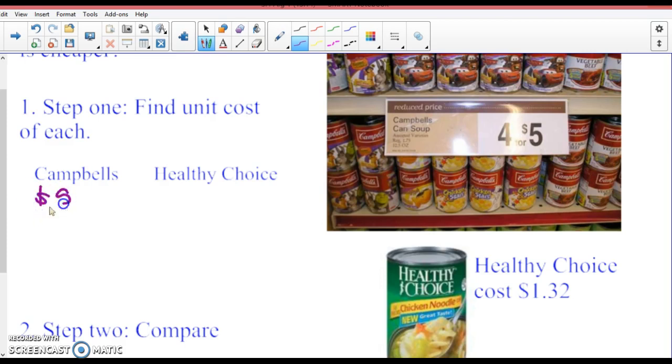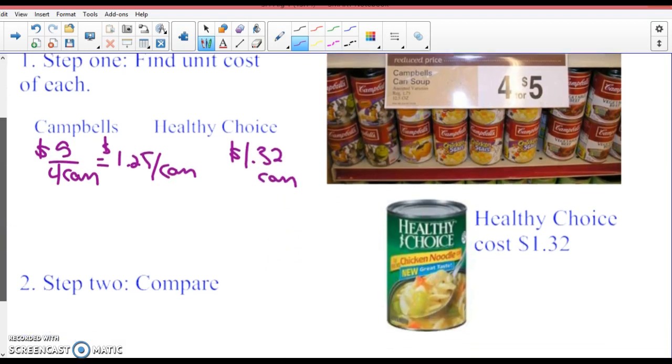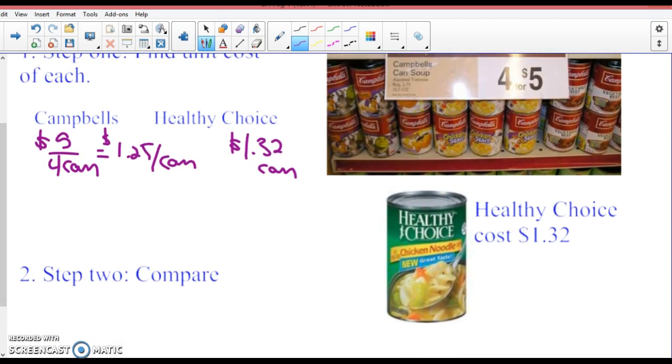So $5 for 4 cans. What is that? $1.25 per can. And they told you down here that the Healthy Choice is already $1.32 per can. So which one is cheaper? Campbell's. The only way you can compare them is if you have the same unit rate. Now, either these ounces are unreadable, or I would have preferred to go to ounces, which means I would have had to figure out how many ounces of soup we bought and divide by ounces. All right.